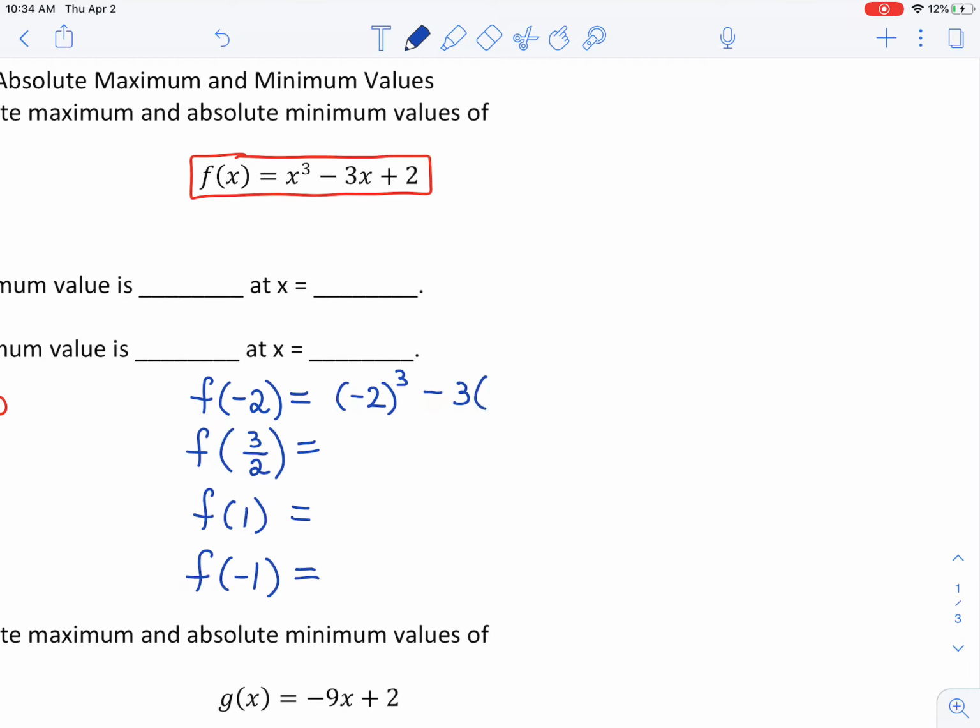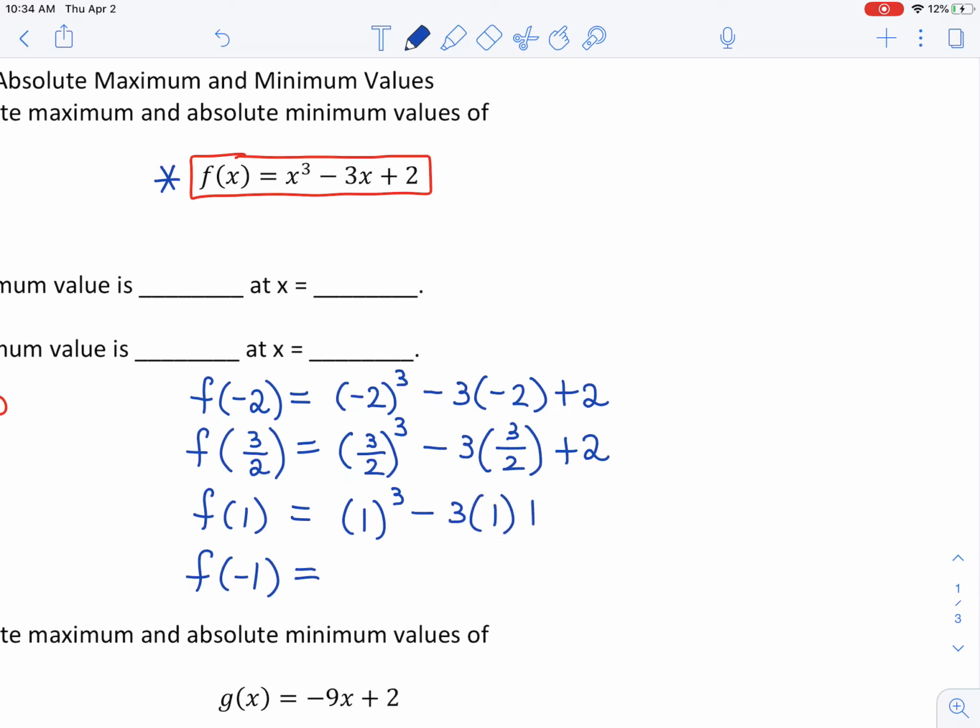So first, this will be -2 cubed minus 3 times negative 2, oops, plus 2. Notice I'm plugging these values into f of x. I'll just get a calculator and do them all, but I'm going to write down the work that I'm doing on my calculator.